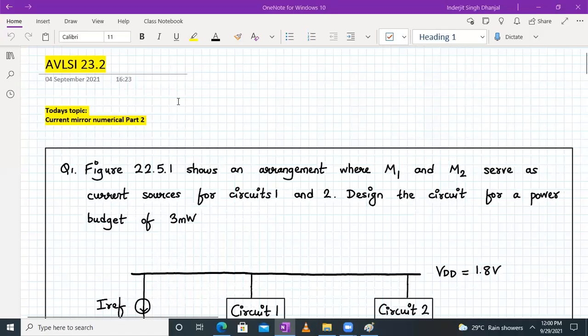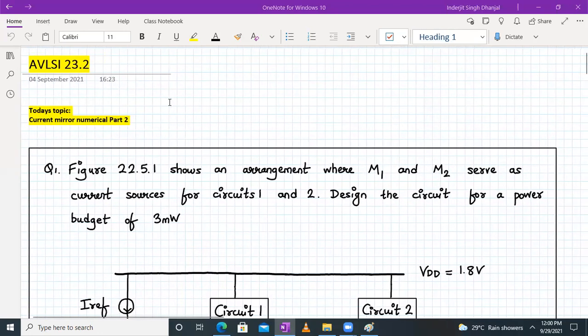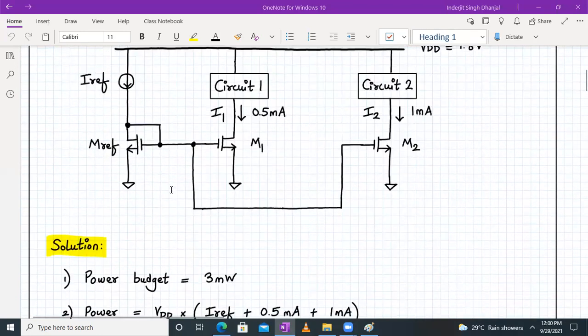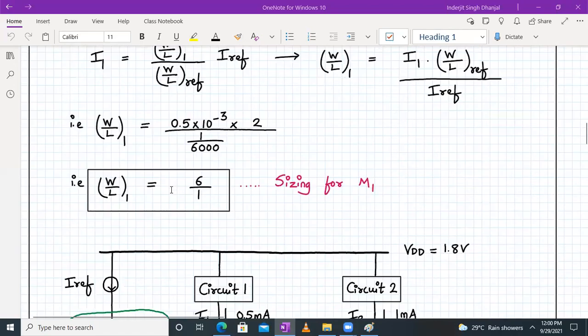Hello everyone, welcome to AVLSI lecture number 23 part 2, and today we are going to solve numerical number 2 based on the topic of current mirrors. So let us begin.